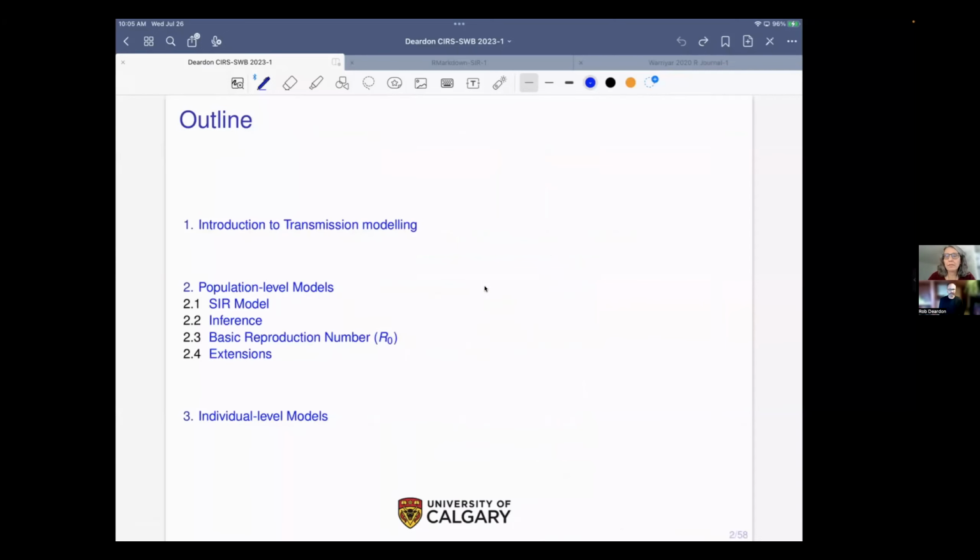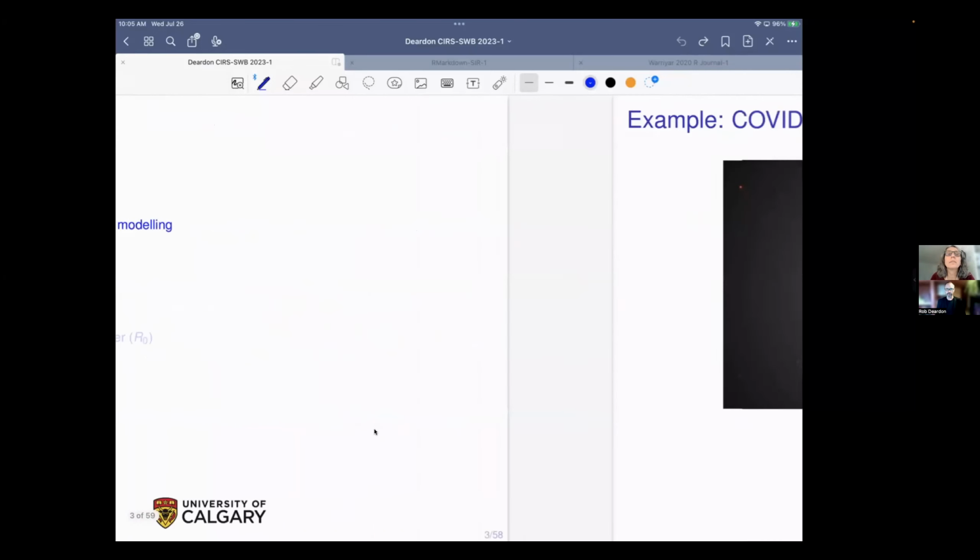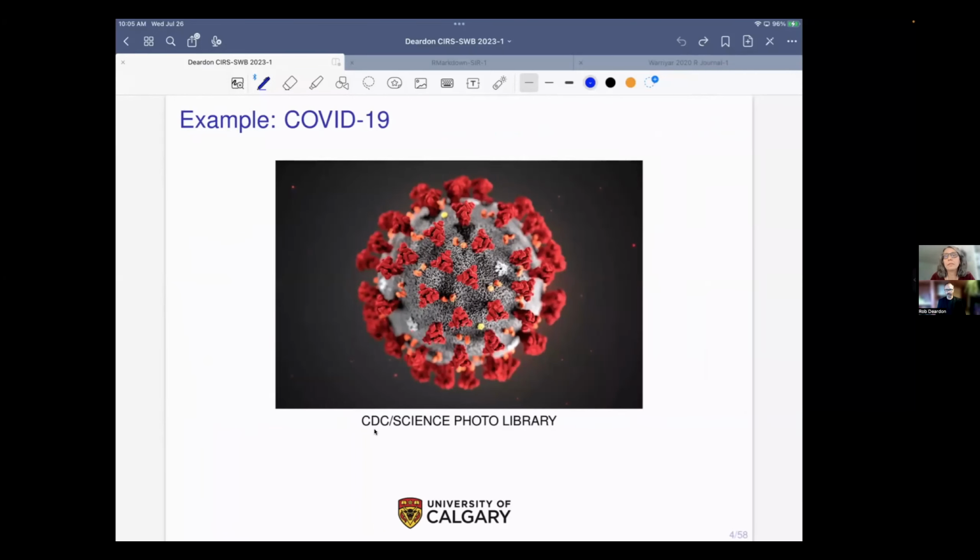Please feel free to put your questions in as we go along. I'll break the talk into 3 parts: a little introduction, then we'll spend most of the time probably on the population level models, and then a bit on the individual level models later on.